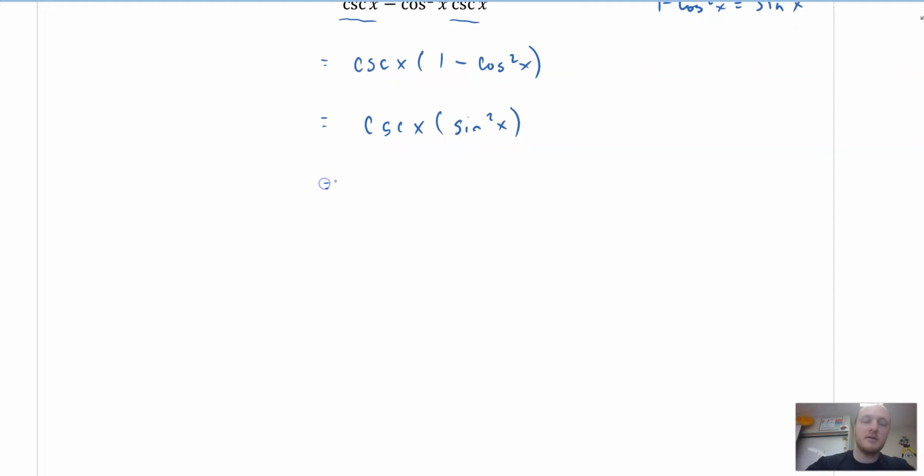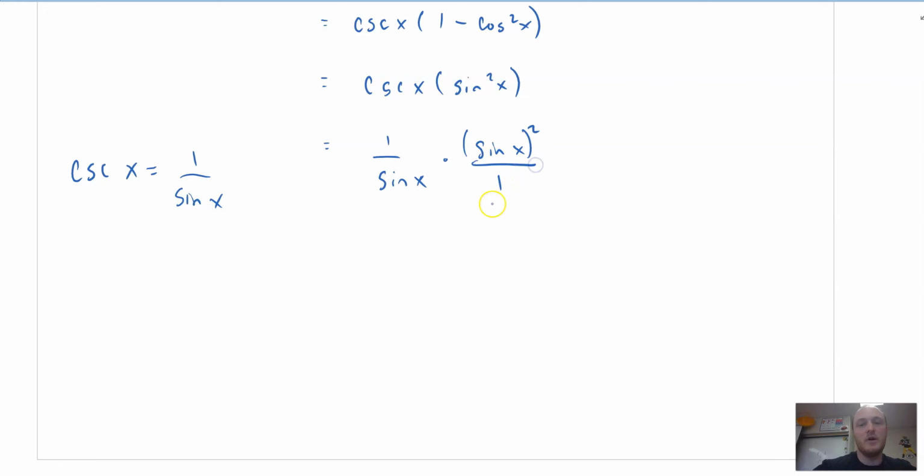Okay, and I'm not going to multiply these together. I want stuff to simplify. So I hope you have your thinking cap on, and I hope when you see cosecant of x, you think of your reciprocal identity. Isn't cosecant of x equal to 1 over sine of x? And it sure is. So I have 1 over sine of x times sine of x squared, and I'll put this over 1. So can't I go ahead and cancel? And our answer is sine of x. Look at that, right? Not too bad. That's pretty simple.